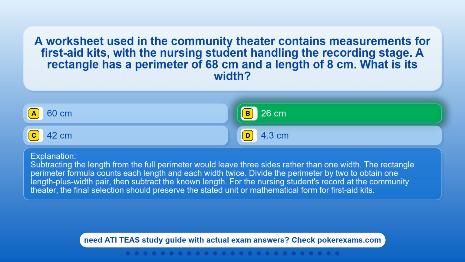Subtracting the length from the full perimeter would leave 3 sides rather than 1 width. The rectangle perimeter formula counts each length and each width twice. Divide the perimeter by 2 to obtain 1 length plus width pair, then subtract the known length. For the nursing student's record at the community theater, the final selection should preserve the stated unit or mathematical form for first-aid kits. Question 11.